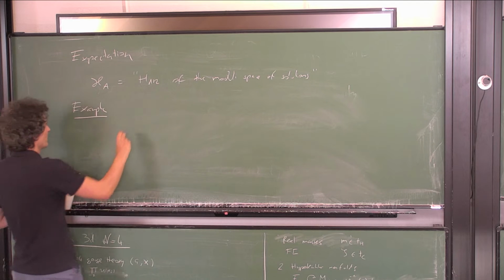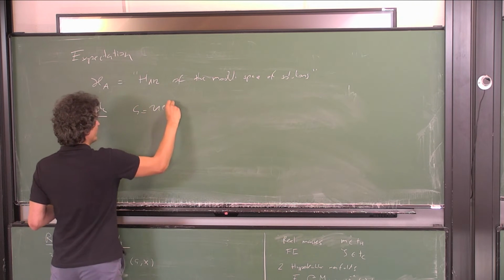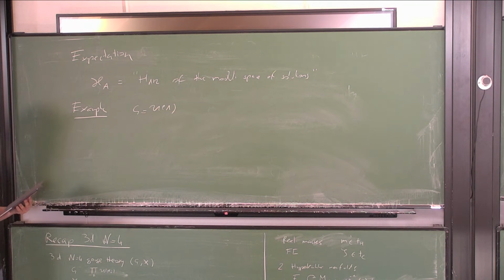So I take G is U(1). It's like half the moduli space, right? You can have the perverse sheaf or half the moduli space. Yeah, that's right. Yeah.